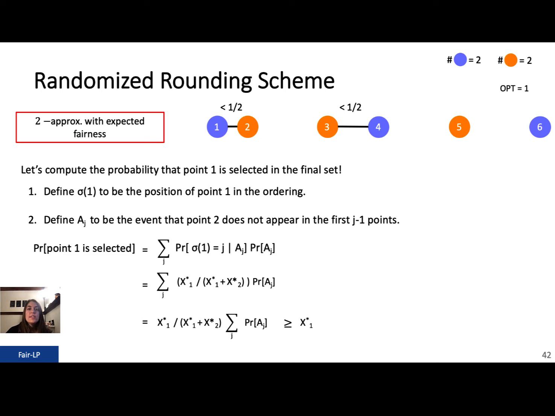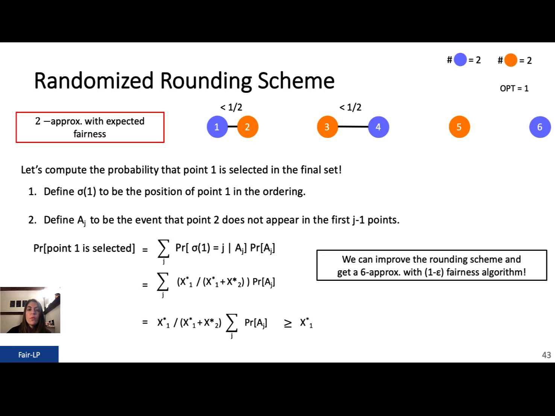This approach leads to a two-approximation guarantee, which is the best we could achieve for fair max-min. In the paper, we show how we can modify the randomized rounding scheme to guarantee 1 minus epsilon fairness with high probability by reducing the approximation factor for diversity to 6. Please check the paper for additional details.